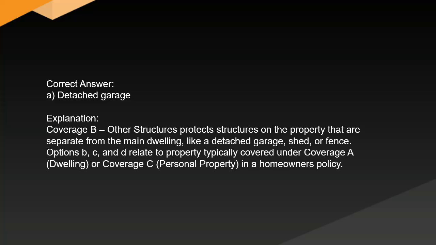Correct answer. A. Detached garage. Explanation. Coverage B, Other Structures, protects structures on the property that are separate from the main dwelling, like a detached garage, shed, or fence. Options B, C, and D relate to property typically covered under Coverage A, Dwelling, or Coverage C, Personal Property, in a homeowner's policy.